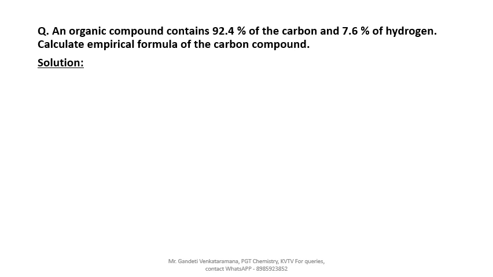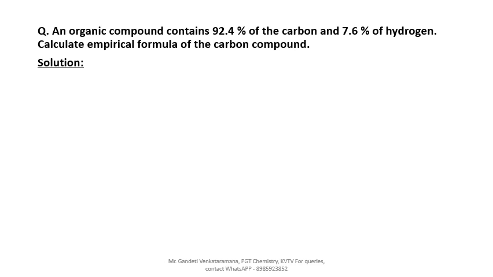Percentage is given. We have two elements here. Focus on the elements. 92.4% carbon, one element, and 7.6% hydrogen. So always you should be alert: total percentage should be equal to 100%. What is given? 92.4% and 7.6%. If you add, you will get 100%. So the problem is clear, very clear.